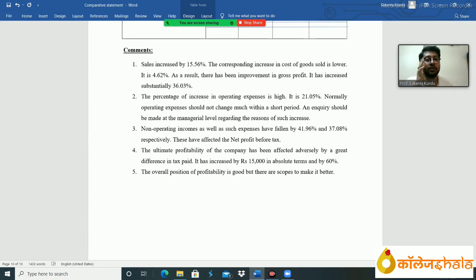So I have shown you how to solve the problems of comparative balance sheet and comparative income statements. If you follow these sums, you can solve any problem of comparative statement or comparative balance sheet and comparative income statement of any year. Okay, thank you. That's all for today.